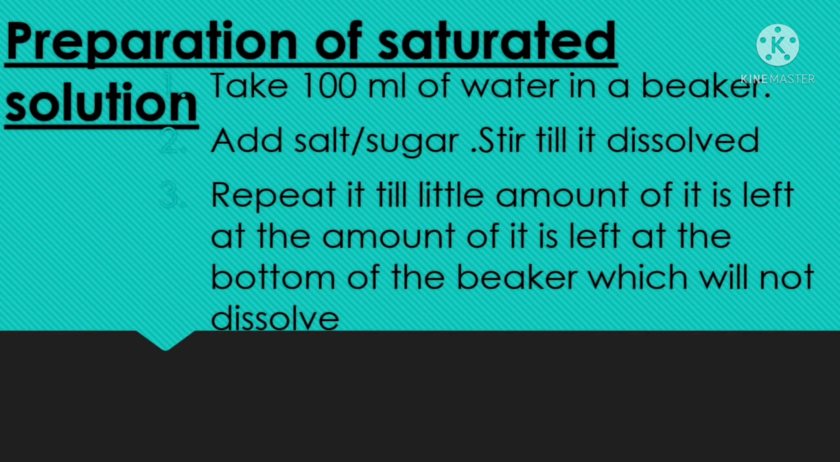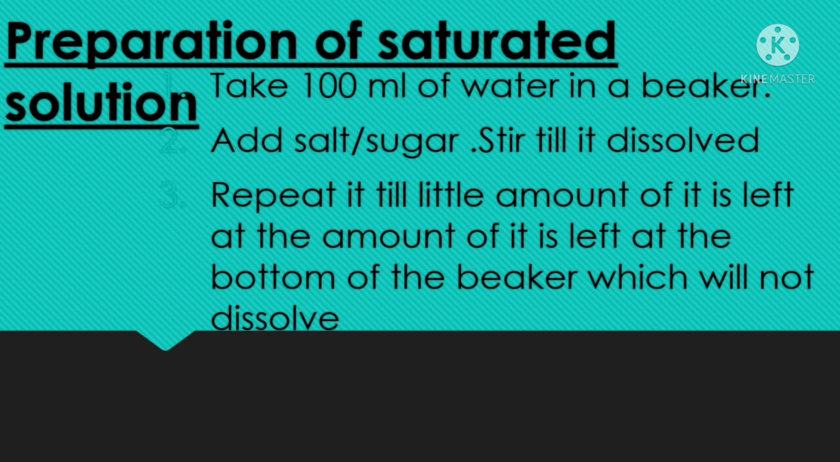Preparation of saturated solution. First of all, we take 100 ml of water in a beaker and add sugar or salt. Stir it well, it dissolves. Repeat it till a little amount is left at the bottom of the beaker which will not dissolve. This is the saturated solution of sugar.